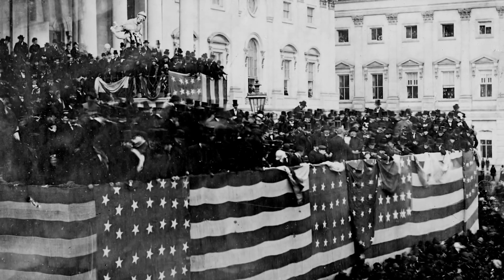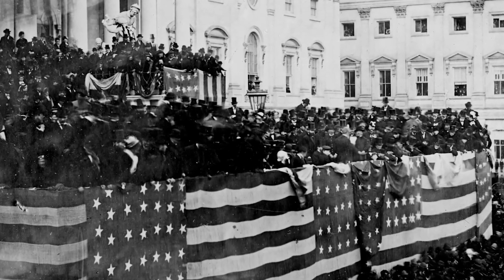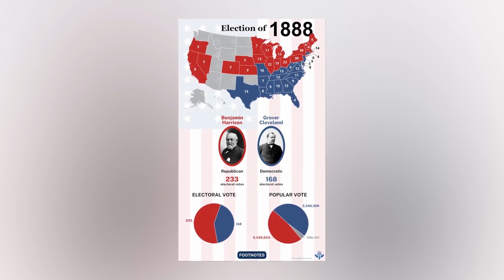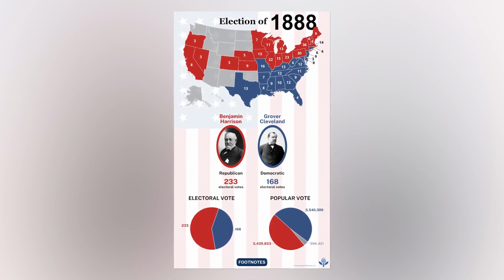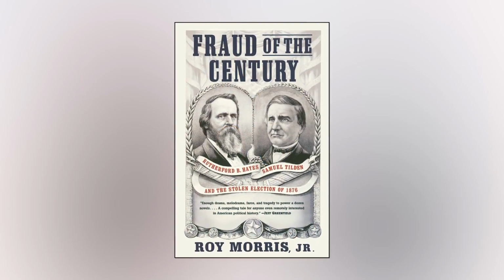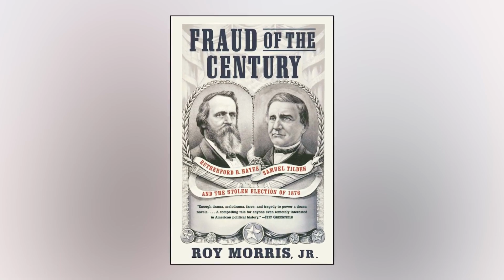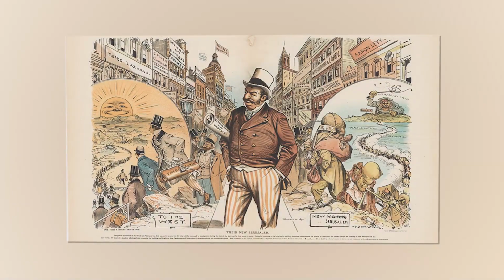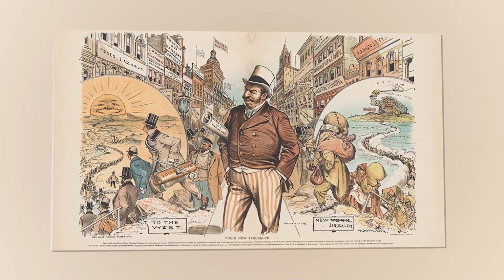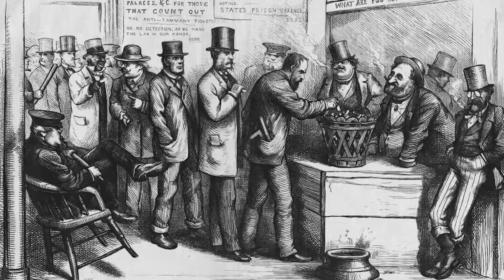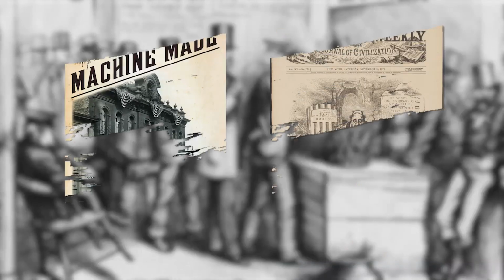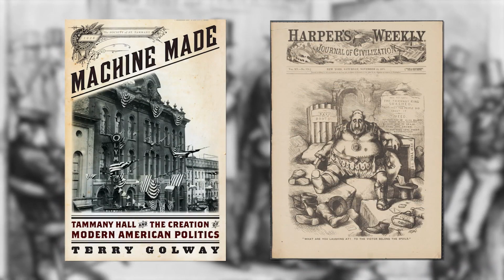The era ended with the controversial election of 1876, when Rutherford B. Hayes lost the popular vote but gained the presidency through a political compromise that effectively ended Reconstruction. The Gilded Age brought both corruption and reform to American politics. Political machines like Tammany Hall dominated urban politics through patronage and graft.